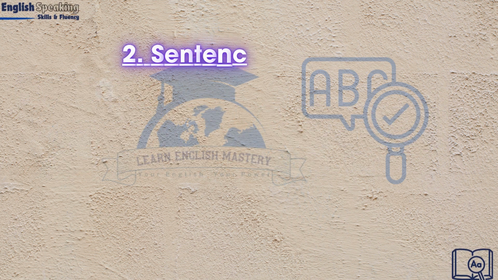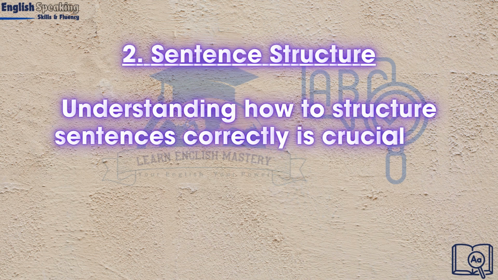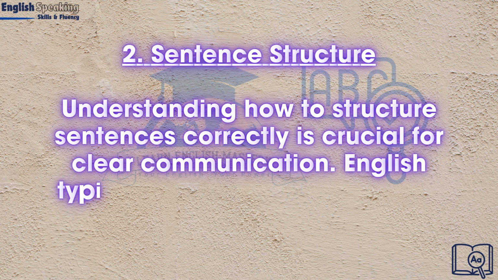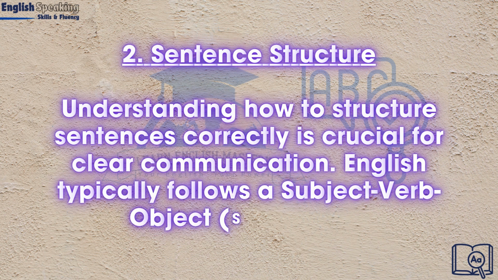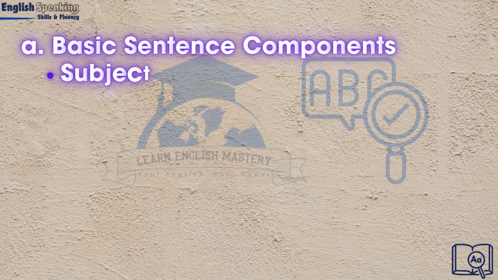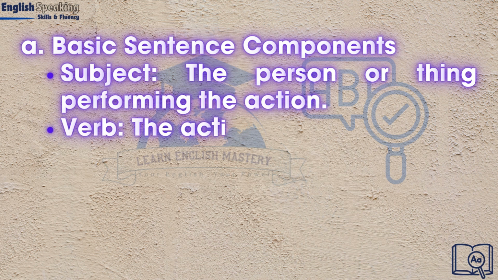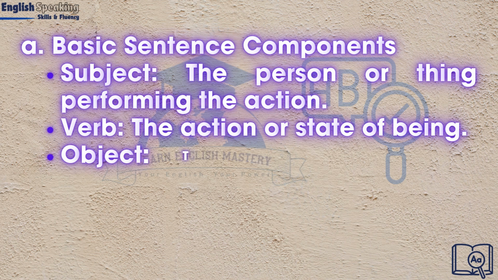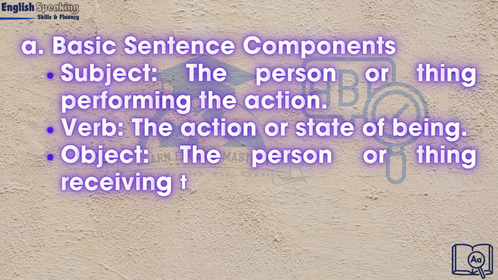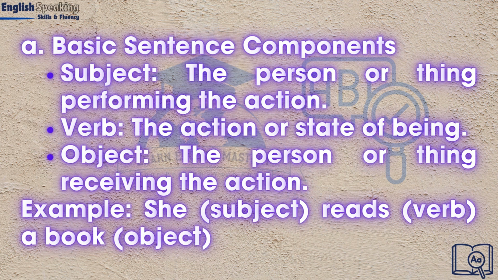2. Sentence structure. Understanding how to structure sentences correctly is crucial for clear communication. English typically follows a subject-verb-object (SVO) order. A. Basic sentence components. Subject: the person or thing performing the action. Verb: the action or state of being. Object: the person or thing receiving the action. Example: She (subject) reads (verb) a book (object).